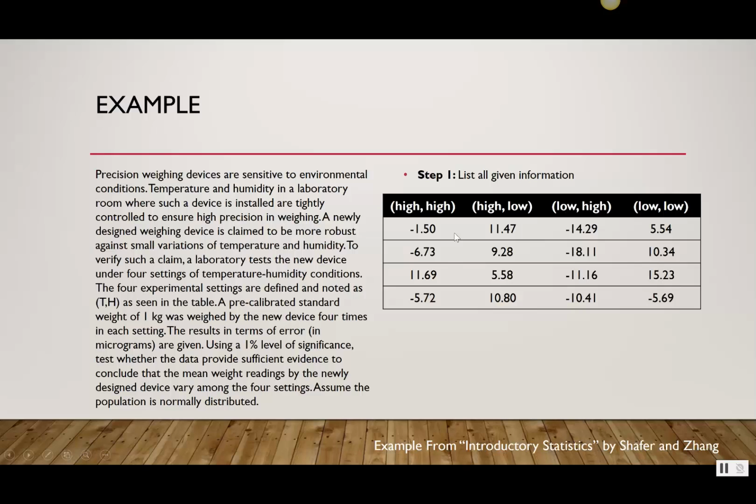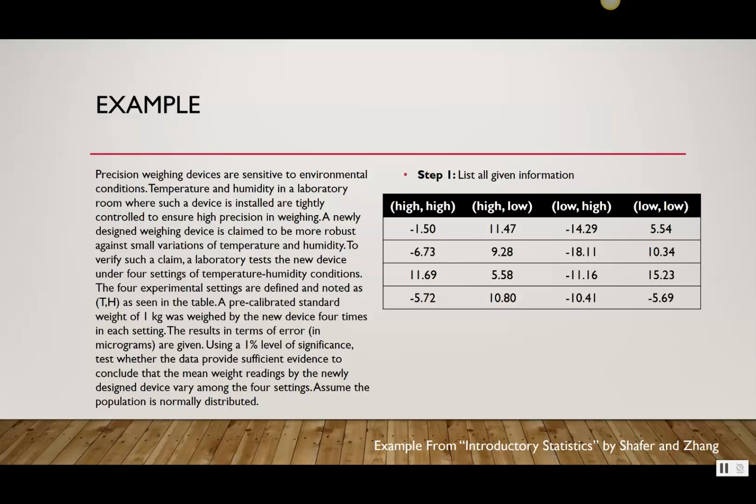Okay, so here's an example, kind of a long one. Precision weighing devices are sensitive to environmental conditions. Temperature and humidity in a laboratory room where such a device is installed are tightly controlled to ensure high precision weighing. I'm already a couple sentences in and I haven't gotten any useful information for coming up with the answer, but I'm going to keep going. A newly designed weighing device is claimed to be more robust against small variations of temperature and humidity. To verify such a claim, a laboratory tests the new device under 4 settings of temperature and humidity conditions. The 4 experimental settings are defined and noted as T and H, as in the table.